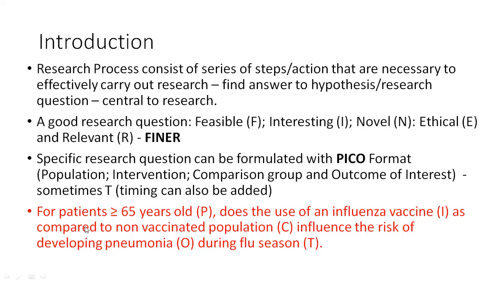So it becomes PICOT. Now, an example is cited here where we are talking about a 65-year-old patient, and this is our population, and we are talking about the use of an influenza vaccine, which is an intervention. We want to compare it with a non-vaccinated population, that is the comparator group, and we want to assess the risk of developing pneumonia, that is the outcome. And then we go further to specify the timing: we want it during flu season. So that helps in framing our research question based upon this PICOT format.